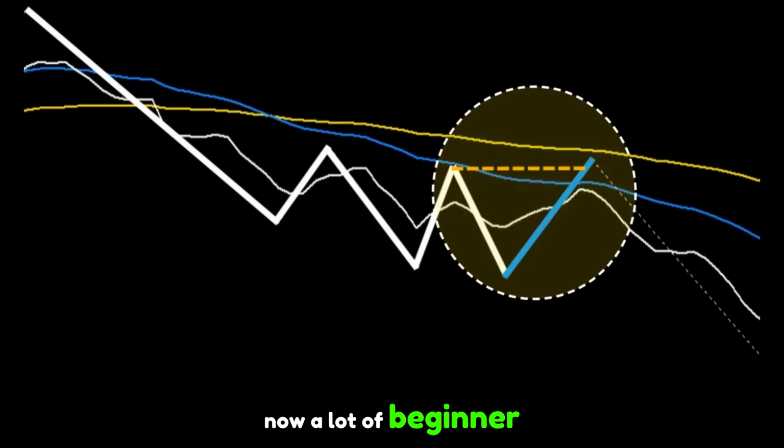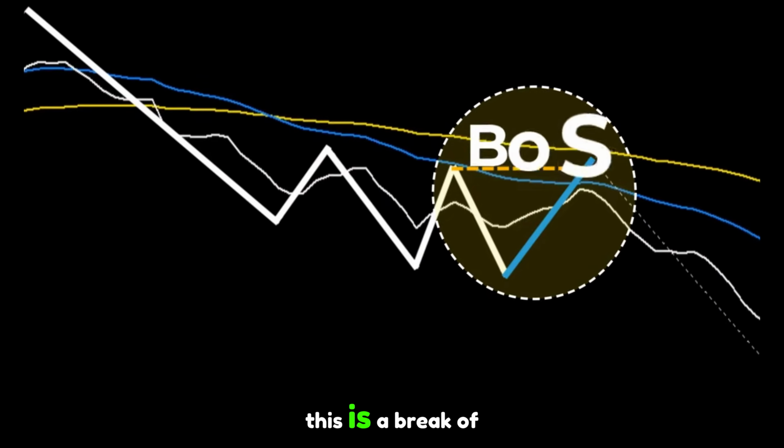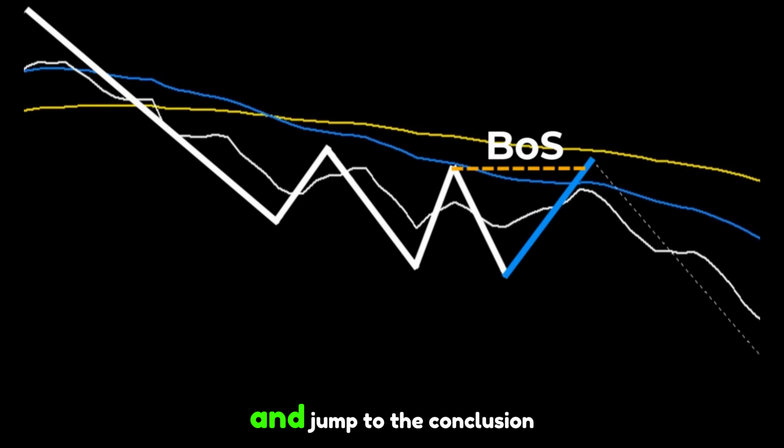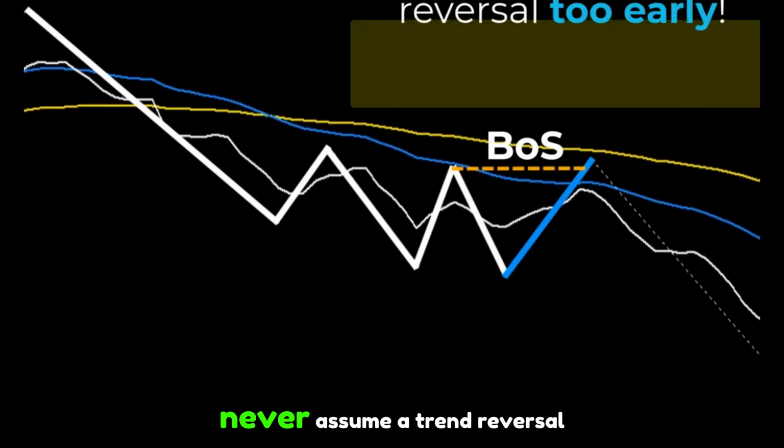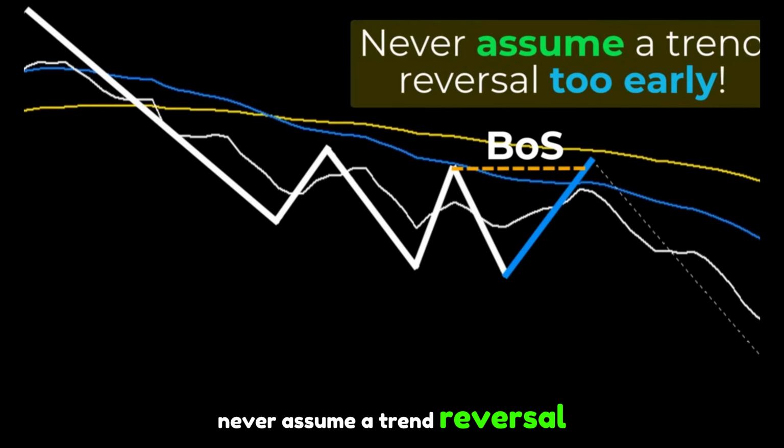Now, a lot of beginner traders immediately assume this is a break of structure and jump to the conclusion that the downtrend has officially flipped into an uptrend. But here's where they go wrong. Never assume a trend reversal too early. Instead, here's what you need to do. Wait for the next wave.